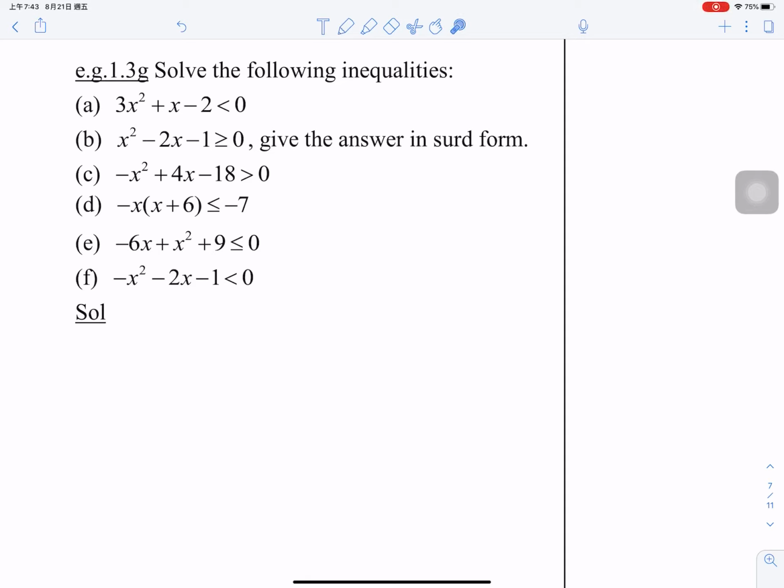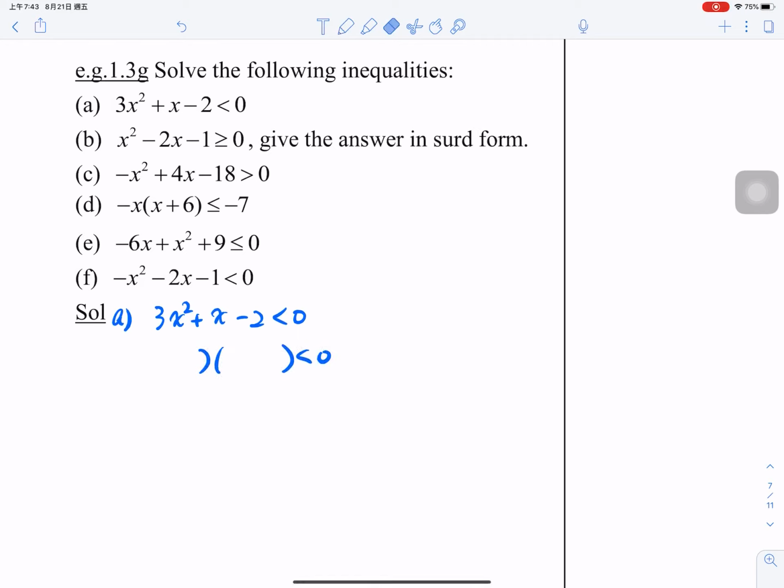Example 1.3g. Solve the following inequalities. Okay, there are 6 inequalities. So let's see. Part A. 3x squared plus x minus 2 smaller than 0. And this one is easy for you to factorize, right?